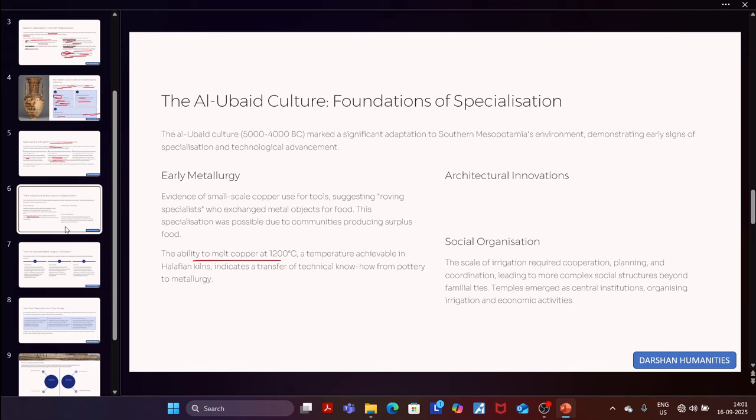It was the first major adaptation to the southern Mesopotamian environment. The environment was harsh, and artificial irrigation was required. The people of southern Mesopotamia utilized natural channels for irrigation. Wheat, barley, goat, sheep, fish, and date palms formed the dietary staples.